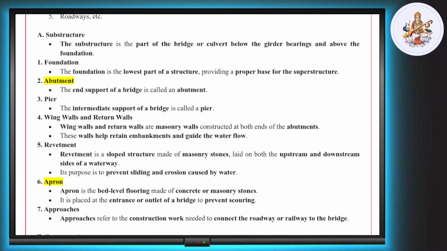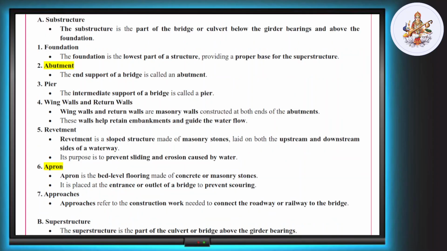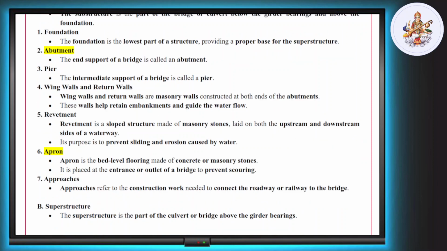6. Apron. A horizontal bed-level flooring, usually placed at the inlet and outlet of the bridge. Its job is to protect the foundation from scouring, washing away. 7. Approaches. These are the sections of the road that connect to the bridge. Without approaches, we can't reach the bridge from the road.